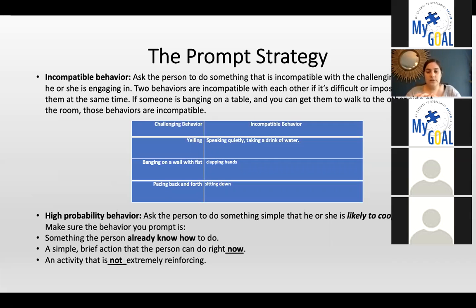You can also ask your child to engage in a high probability behavior. This is kind of the best distraction technique. So instead, you can ask your child to do something that they would likely do. So if they are running around the house, you can ask them to come into the kitchen and put away the paper towels, if that's something that they would normally do with no problem.